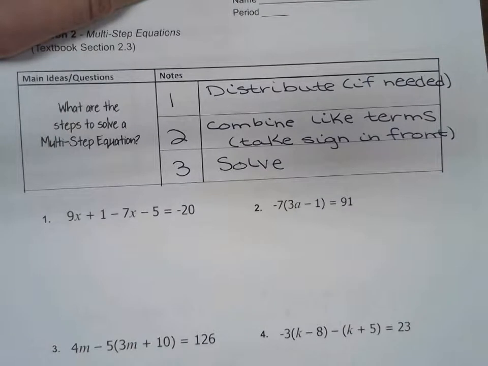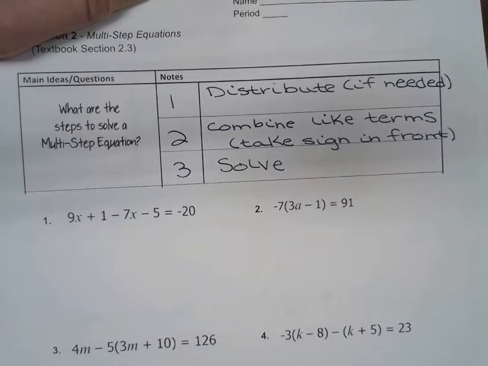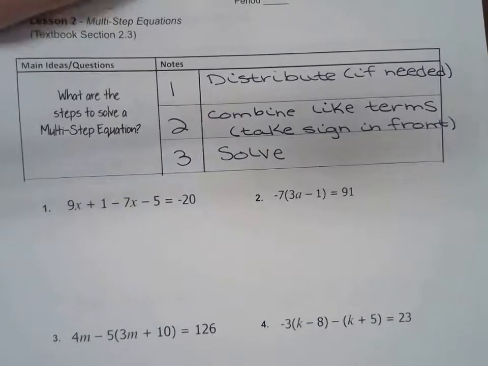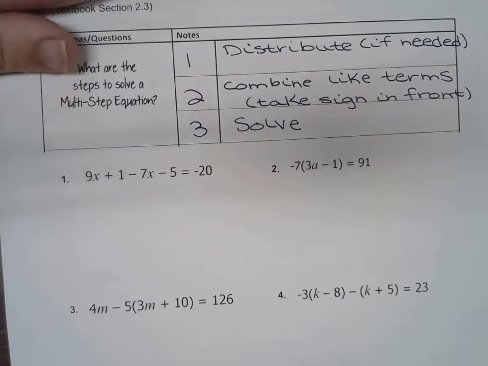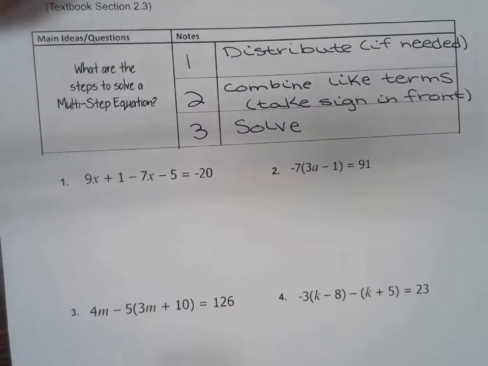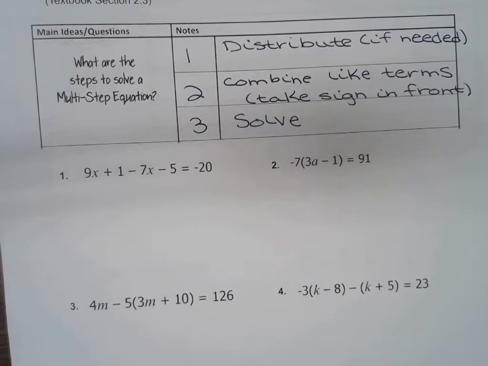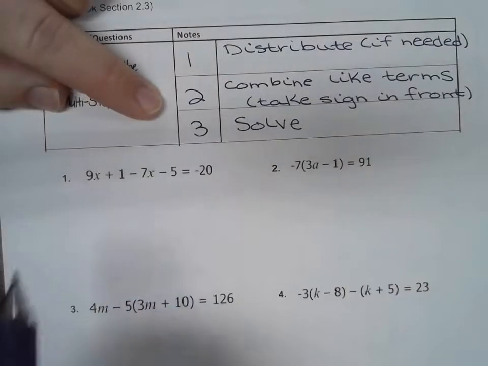You will notice as you distribute and combine like terms, your equation is going to look simpler, and then you can just solve and use opposite operations like we did in Lesson 1 to get the variable alone. We are trying to get the variable equal to a number. So as I look at number 1, we do not need to distribute. We don't see any numbers in front of parentheses.